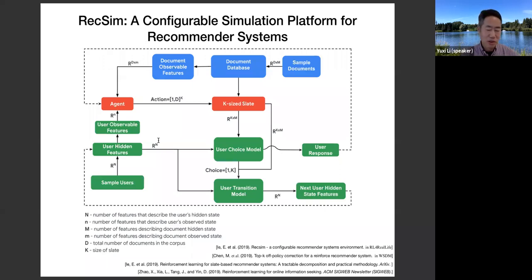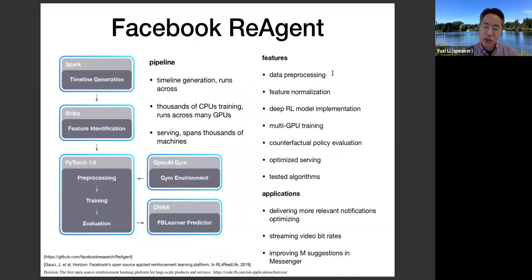They are basically reinforcement learning for recommender systems, and if we have simulation, then we can generate data easily, and they develop this kind of simulation for the recommendation. And Facebook already deployed this in their system, and there's something called ReAgent.